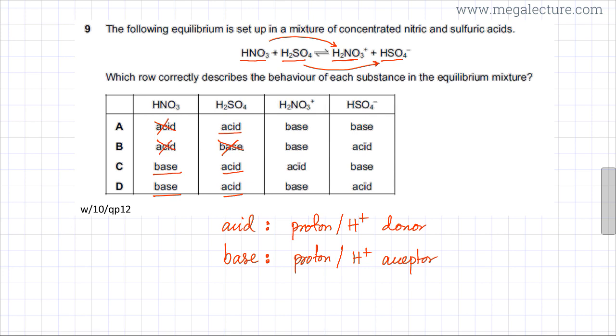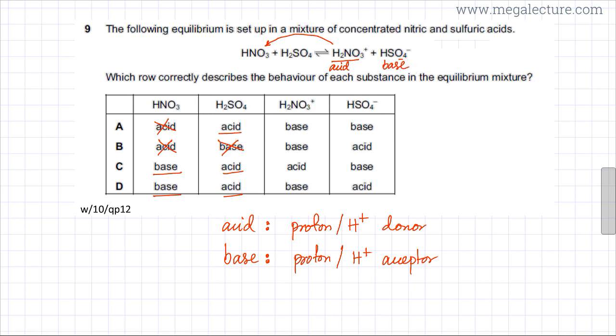Now in the reverse direction, if you look at H2NO3+, you would notice that H2NO3+ is getting converted into HNO3 back again. So it's losing its H+, it's producing an H+. So this is acting as an acid in the reverse direction. Similarly, if you look at HSO4- in the reverse direction, it gets converted into H2SO4, so it's gaining an H+. So this is acting as a base in the reverse direction.